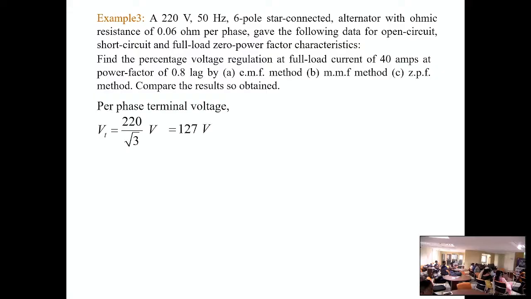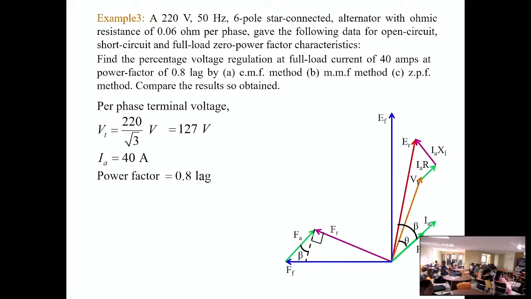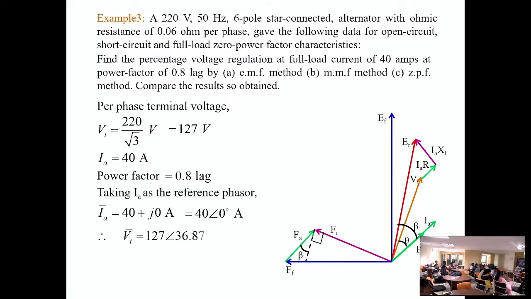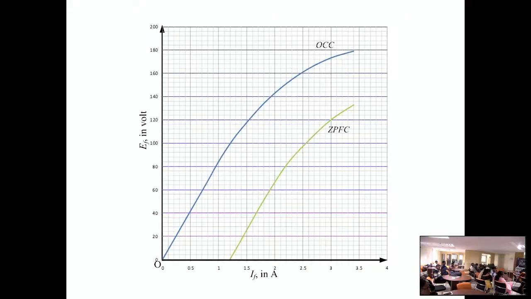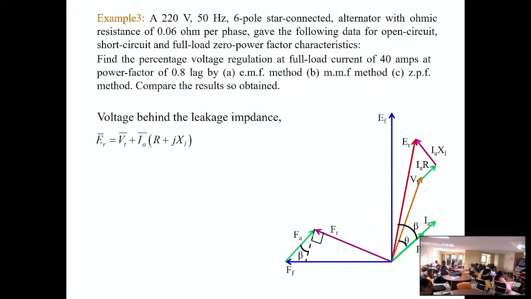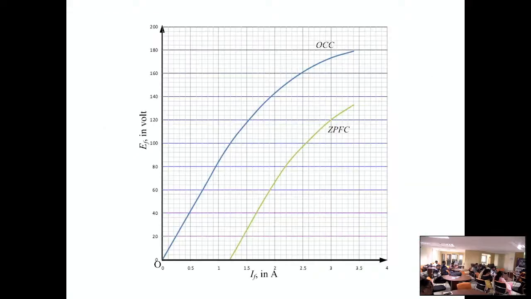Before that, let us calculate the regular data. So VT, IA, and again you have to select IA as the reference phasor to get this angle beta directly. So IA is taken as the reference phasor, VT is taken ahead of IA by an angle of 36.87 degree. So voltage behind leakage impedance will be calculated using this formula, taking IA as the reference phasor, but we don't know this IAXL or XL, so we need these two plots.